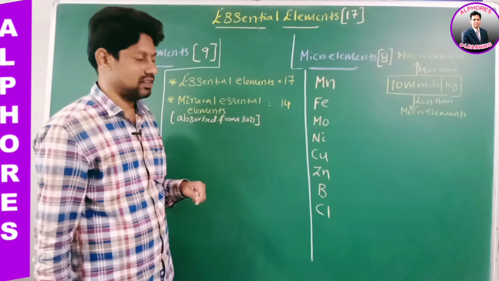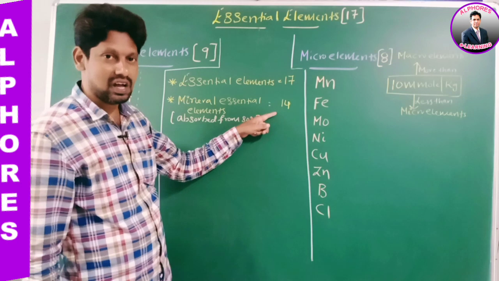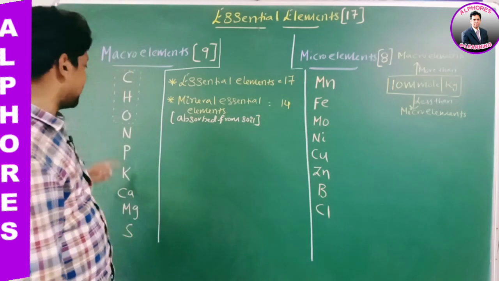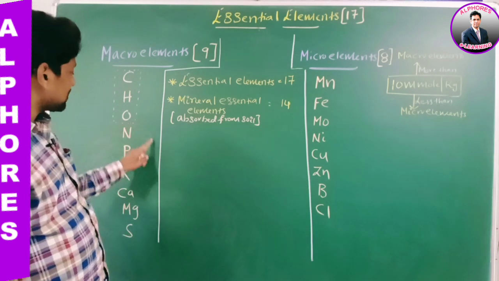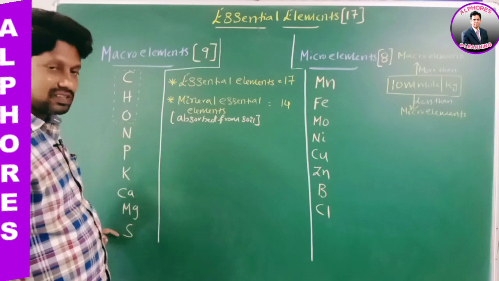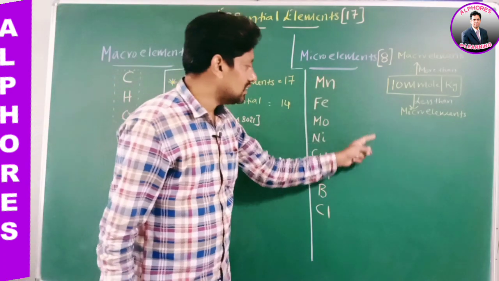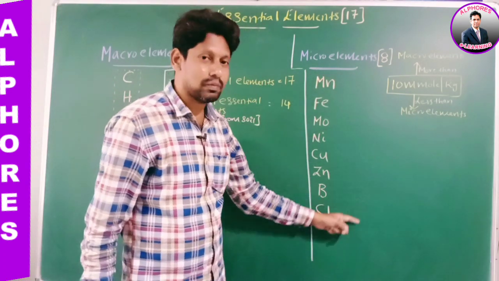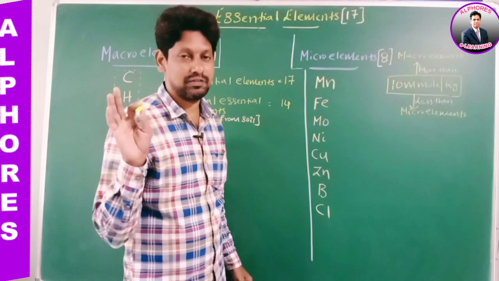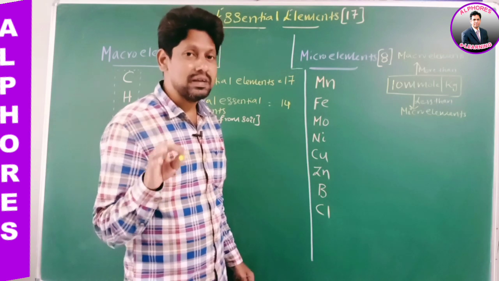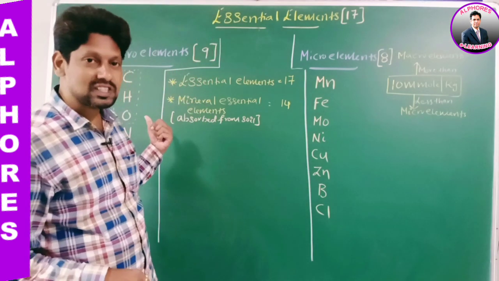Mineral essential elements. Sir, in these 14 mineral essential elements, how many are macro elements? 6: nitrogen, phosphorus, potassium, calcium, magnesium, sulfur. These six are macro elements which are absorbed from the soil. Sir, how many micro elements are there? 8. All the 8 micro elements are absorbed from the soil. Therefore, how many mineral micro elements are absorbed from the soil? 8. How many mineral macro elements are absorbed from the soil? 6.